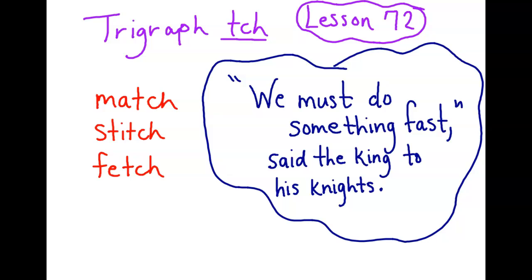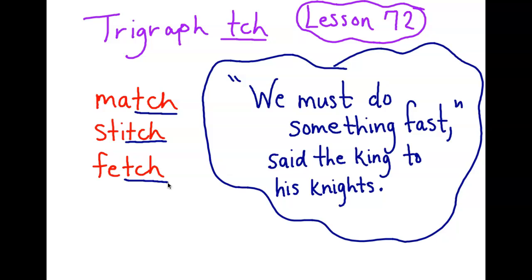All right, so here's what we're going to do. We're going to code these words. Do you know how you would code a trigraph? We talked about this in the last lesson. We're going to underline them. So we're going to underline TCH in each word. All right, so now let's look at these words closely and go ahead and finish coding them.